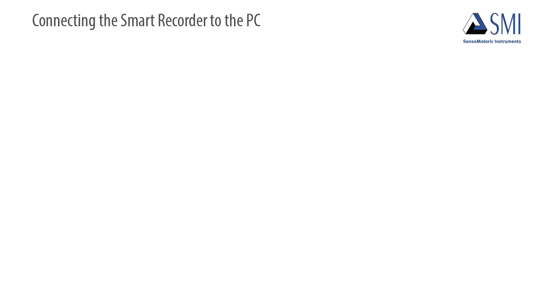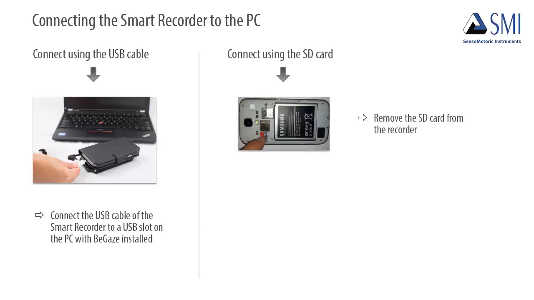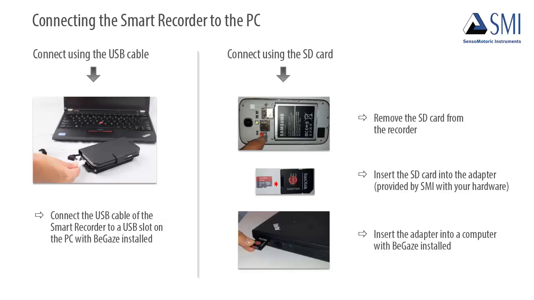Your SmartRecorder version will determine how you connect the SmartRecorder to the PC. If your SmartRecorder came with the USB cable, connect the USB cable of the SmartRecorder to a USB slot on the PC with BGAZE installed. If your SmartRecorder contains a micro SD card, remove the SD card from the recorder and insert it into the adapter that was provided by SMI with your hardware. Then insert the adapter into the PC with BGAZE installed.